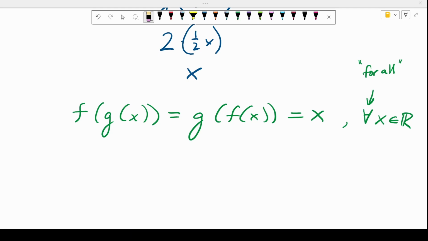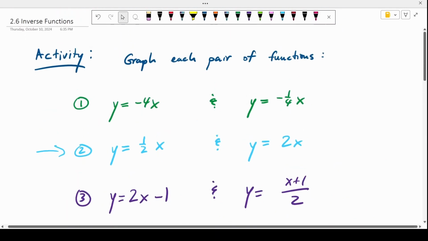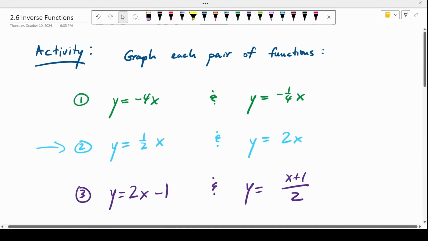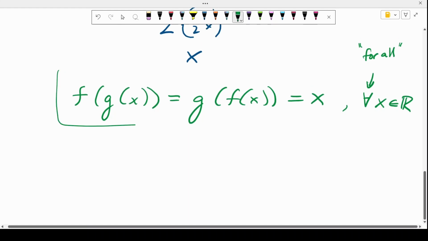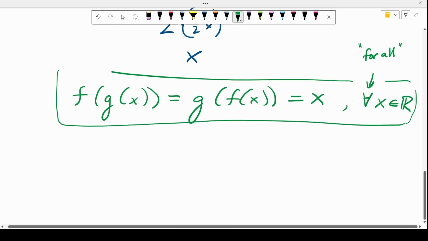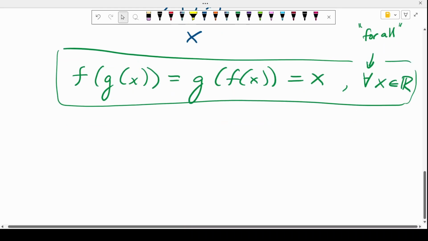Now, why do we have this relationship? We have this relationship because right off the bat, I chose pairs of functions that are inverses of each other. Okay, if you have a pair of functions that are inverses, then as a consequence, this will always be true. So let's get a few notes just on inverses then.